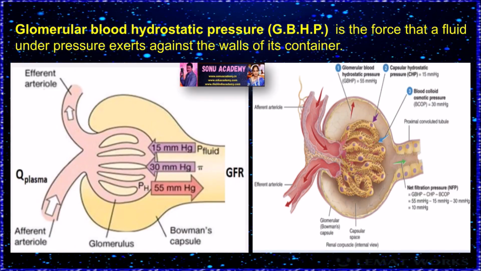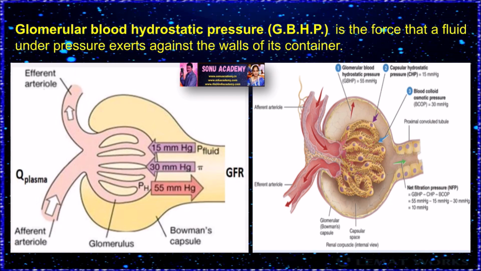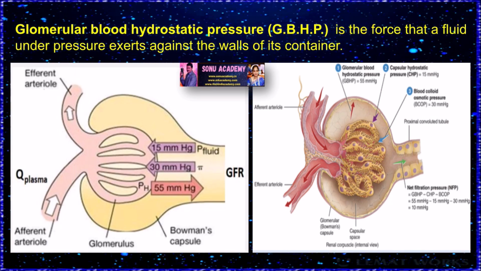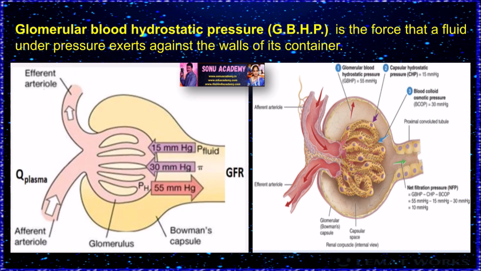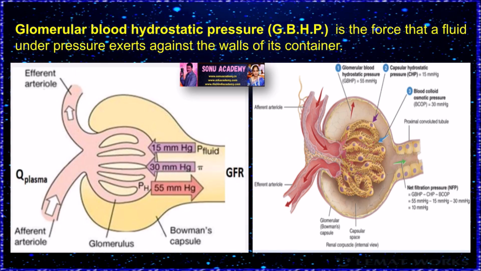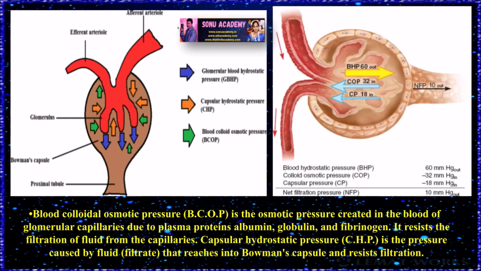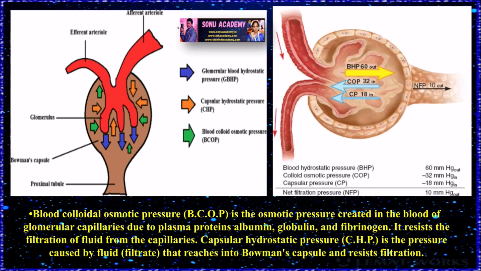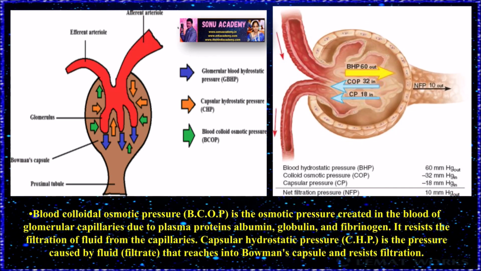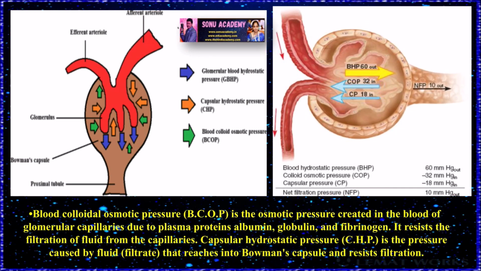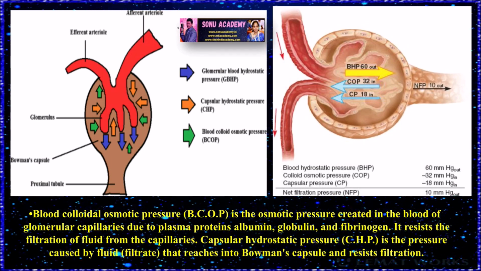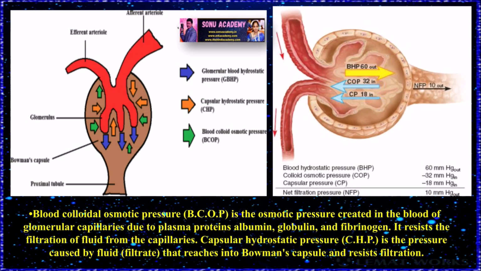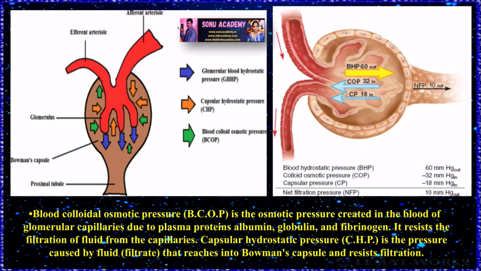Children, now let us see what is glomerular blood hydrostatic pressure, which is also called GBHP. GBHP is the force that a fluid under pressure exerts against the walls of its container. Now let us see what is blood colloidal osmotic pressure, which is also called BCOP. BCOP is the osmotic pressure created in the blood of glomerular capillaries due to plasma proteins, albumin, globulin, and fibrinogen. It resists the filtration of fluid from the capillaries.